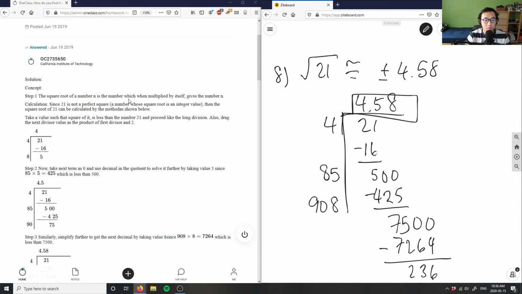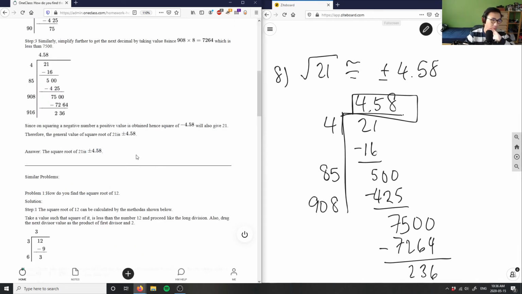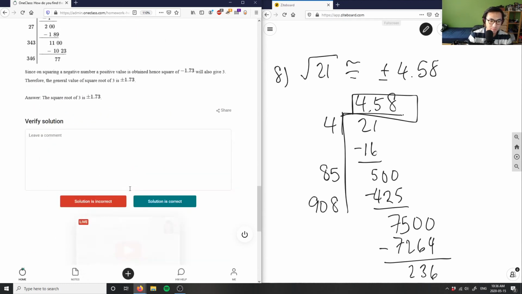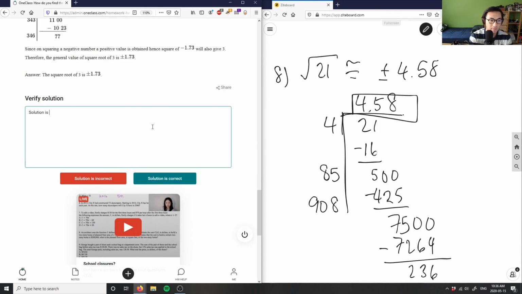So this solution here is correct, because again, square root of 21 here is equal to 4.58. So this solution here is correct, or 4.58. So this solution here is correct. It's good analysis as well. Good analysis.